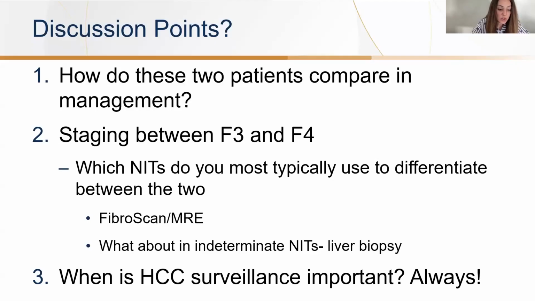So here we have, how do we manage these two different patients and how do we compare? Patients with F2 and F3 are eligible to receive Rezdiffra, whereas F4 patients must be excluded, at least for now. And in regards to the NITs that we use to differentiate between F3 and F4, we start with an FIB4, right? It's the easiest, the fastest to calculate, and the fastest to interpret. I sometimes order an ELF, but not always.